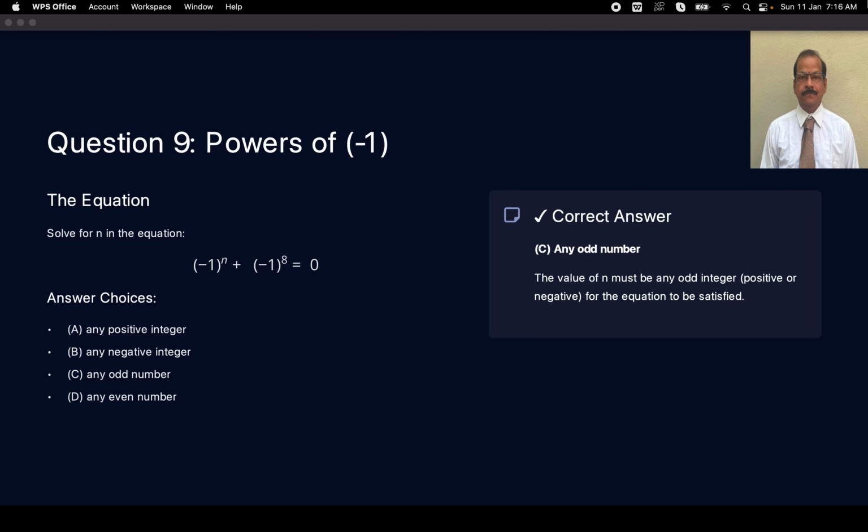The value of n must be any odd integer, positive or negative. It doesn't matter. It has to be odd. In order to satisfy the equation, n has to take an odd number. Okay, the explanation goes like this.